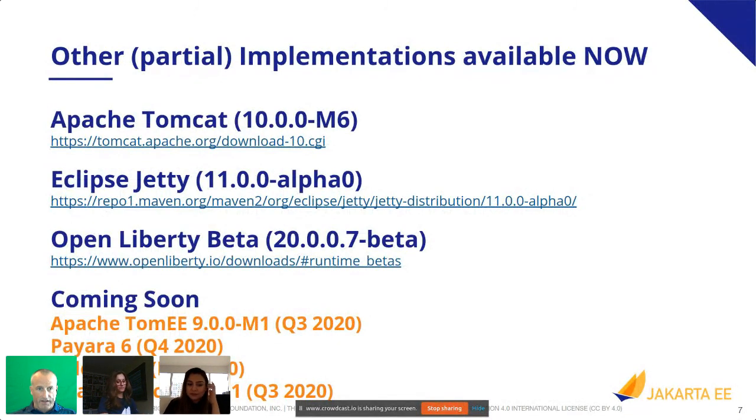Open Liberty is in a beta release, and it supports a couple of the specifications, and they will continuously roll out more and more of Jakarta until they can be fully compliant. And also planned for later this year, you have Apache TomEE, Payara 6, WildFly 21, and Piranha Micro, which will also support Jakarta EE9.